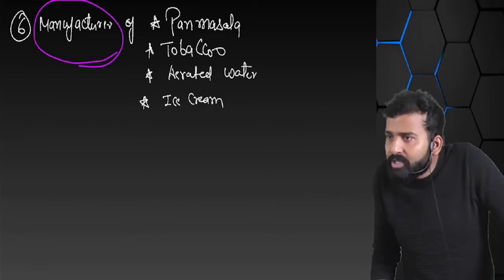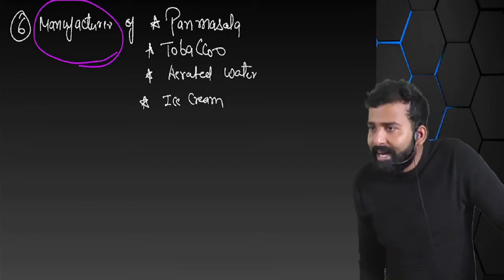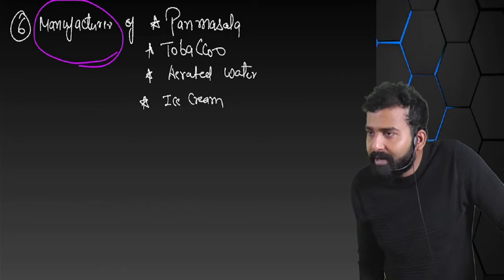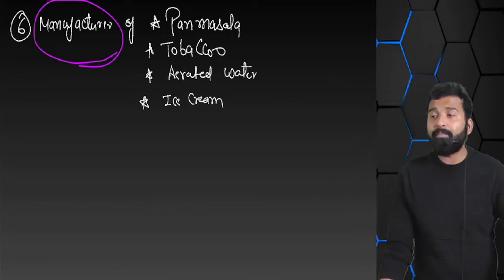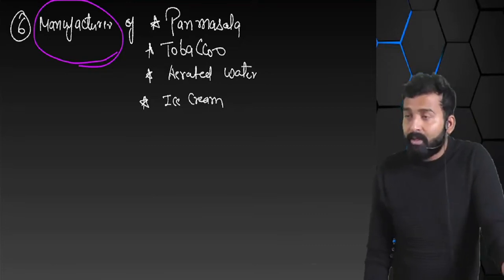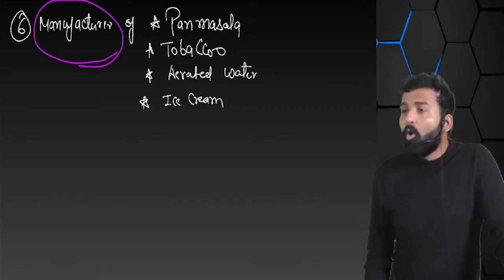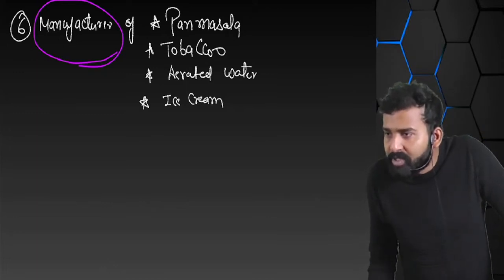Person availing the composition scheme should not sell non-taxable goods. In case he does, he will not come under the composition scheme, right? Yes, I have already covered that. If he's selling petrol or alcohol, then he cannot avail the composition scheme. So these are the 6 who cannot avail the composition scheme.